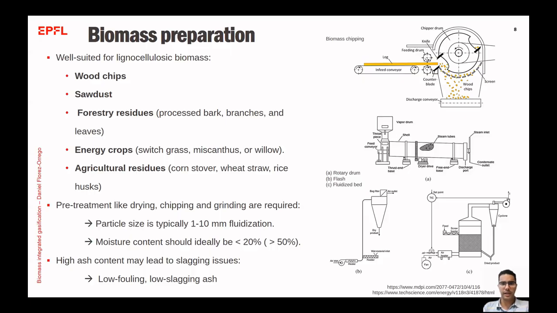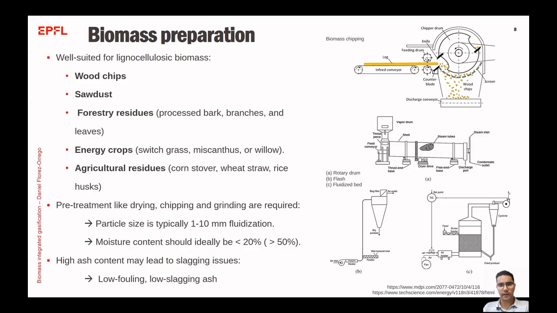This is because it's easier for the fluidization of the material. The moisture content, if we compare it with the normal moisture content of woody biomass, that is around 40%, needs to be reduced to avoid clogging in the feeding of the biomass. The high ash content may also lead to slagging issues, and then it needs to be treated by considering different equipment for removing the ash in an efficient way.